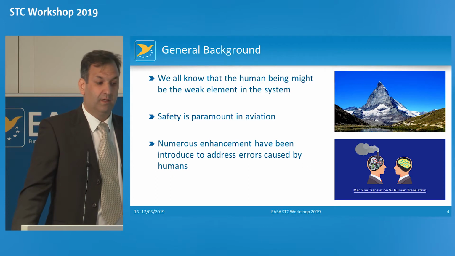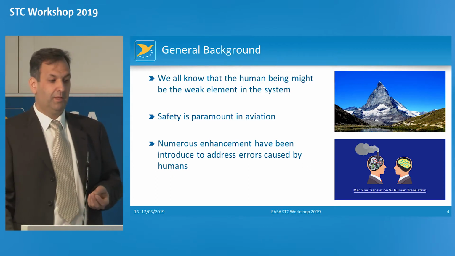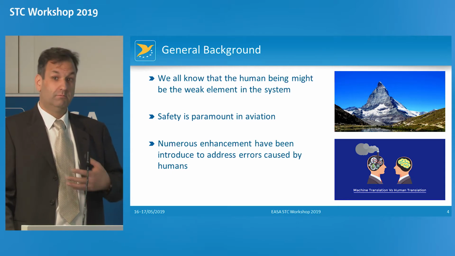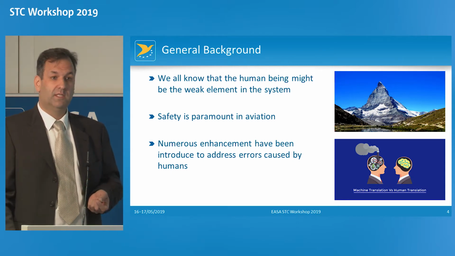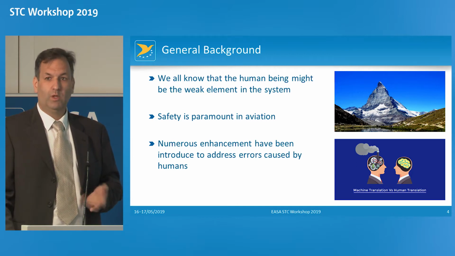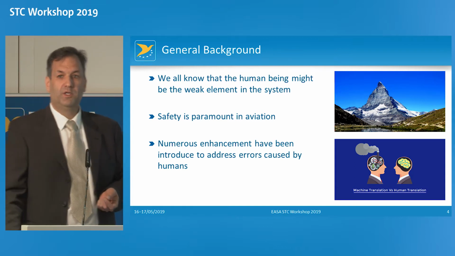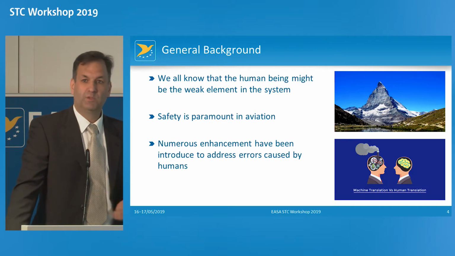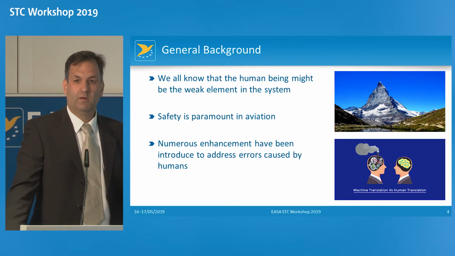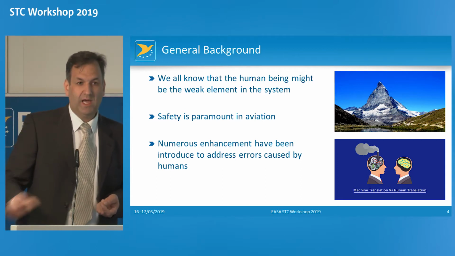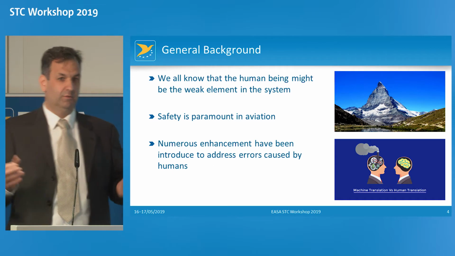We all know that the human being might be the weak element in a system. We all agree that safety is paramount in aviation. And we all know that different kinds of specifications or rules are already adapted for human factors, like CS25, like Part 145, like the OPS rules. But I would have at the very beginning a question to you.